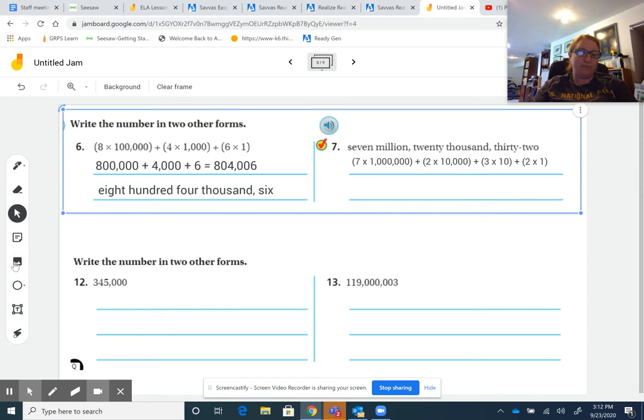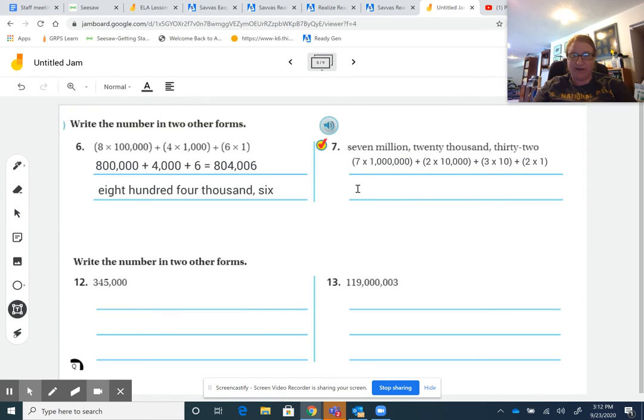And now I can do the math for all of those, and I can write it in standard form. So 7 million, and then we need 20,000. So there's nothing in the 100,000s, but there is 20,000. And then there is 32. So nothing in the hundreds, and then 32. That would be expanded form.